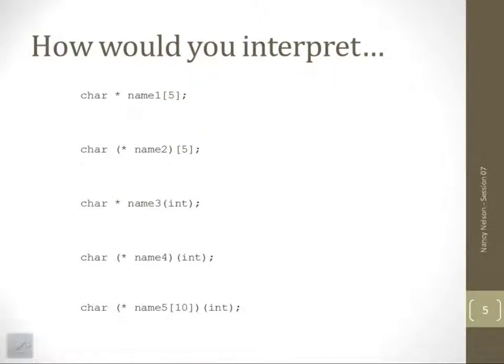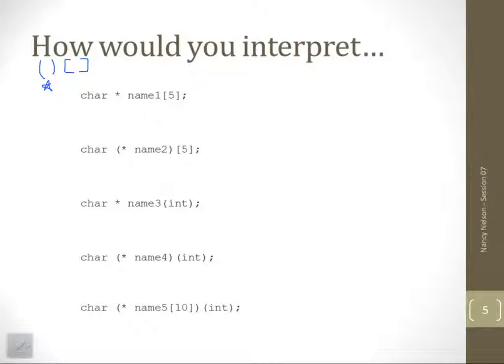So let's take a look at a few examples. Before we do that though, let's write down, just as a reminder to ourselves, what that order of operations is. So we have our round brackets and our square brackets on the top level, and then we have our dereferencing operator next. So let's take a look at the first one.